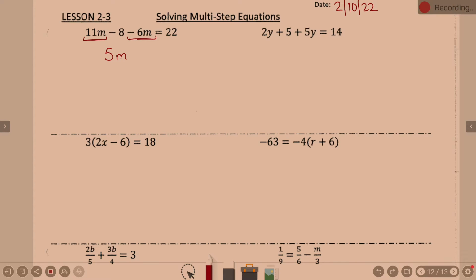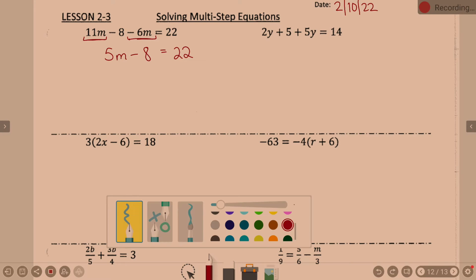What else still remains on this side of the equation? What sign? Negative 8. There's still a minus 8, yes? So 11m minus 6m became 5m. The minus 8, I haven't done anything with it, so I just carry it down so I don't lose it. And then equals, what's on the right side? 22. Now that should look like an equation we did yesterday. If it's 5 times m minus 8, you just add the 8. The last thing done, it's 5 times m minus 8, so we're going to add 8.